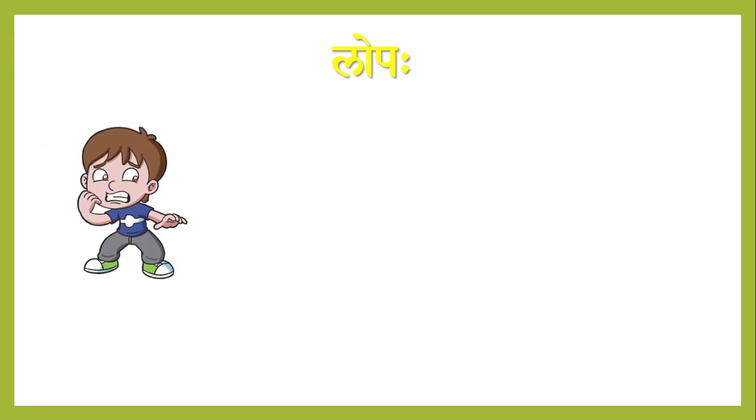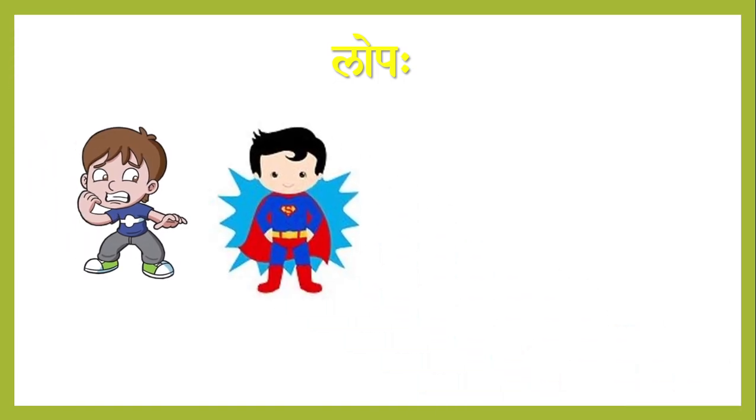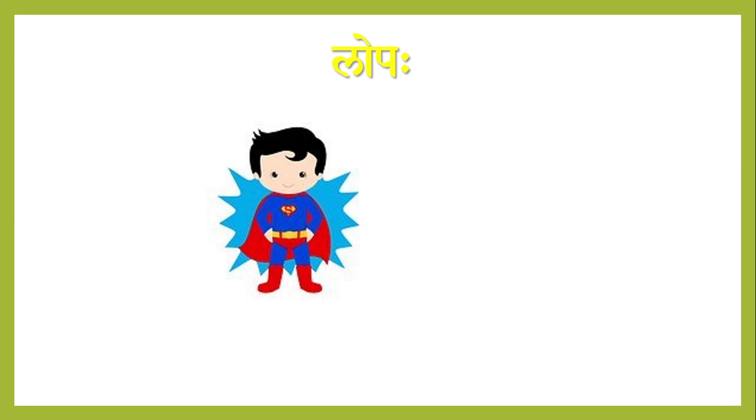Now, the third type of Sandhi Vikaraha is called Lopaha. Now look again, Govinda and Mukunda have begun fighting. So, Govinda thinks, hey, why should I fight with him? And he himself surrenders and escapes. This is only called Lopaha. One of the letters among Purvavarnaha and Paravarnaha disappears.